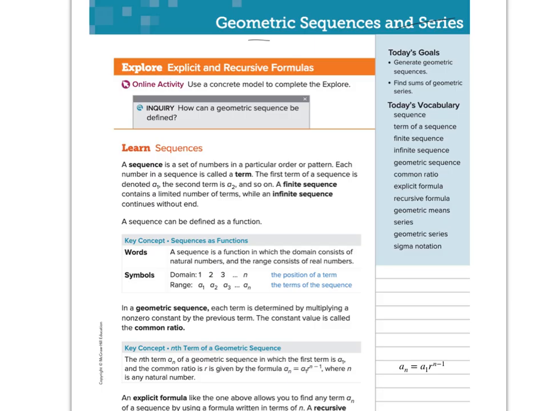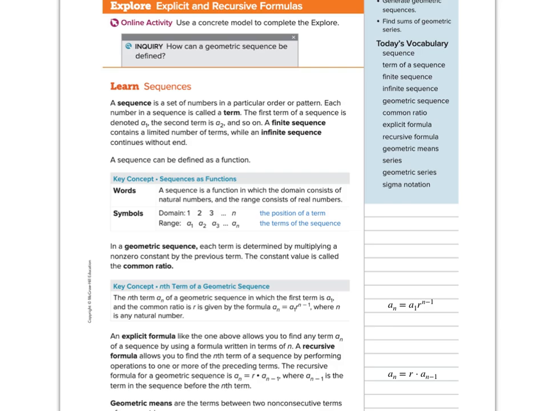So as I look at this, we'll see some examples of that, but a sequence is a function in which the domain consists of natural numbers, and the range consists of real numbers. In a geometric sequence, each term is determined by multiplying a non-zero constant by the previous number. The constant value is called the common ratio.